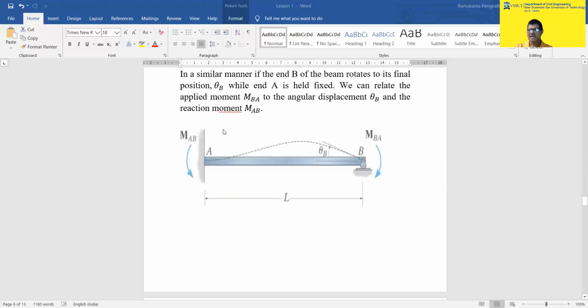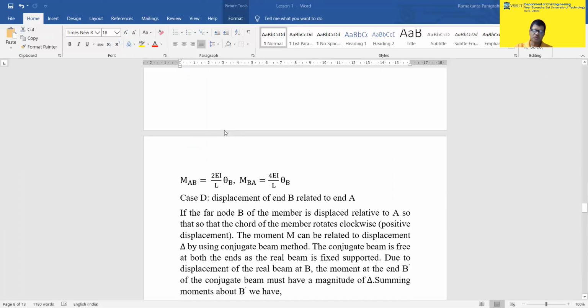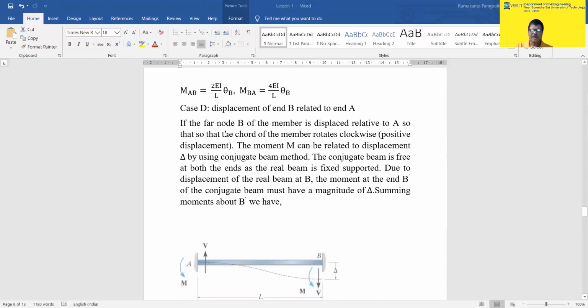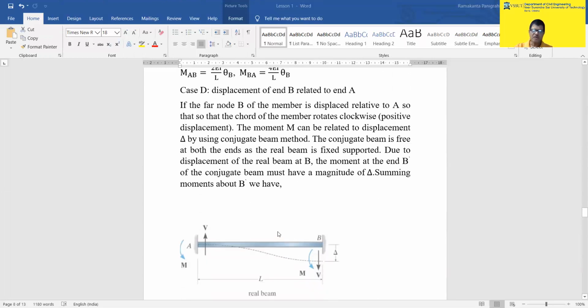So these are the moments due to the rotations. Now let us see the displacement. So now one point is displaced with respect to the other. Now if the node B of the member is displaced relative to A, so that the chord of the member rotates clockwise, it is a positive displacement. So a clockwise moment is required to give this value. Then if it is anti-clockwise, that will be negative.